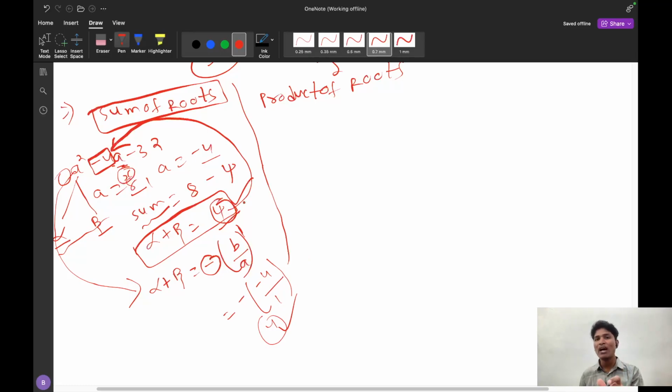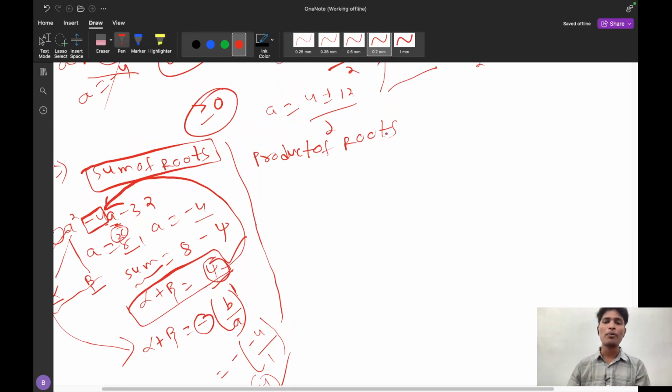So alpha plus beta we can write as minus b by a simply. B is the coefficient of x and a is the coefficient of x square. So like this you have to show. And next, product of roots.